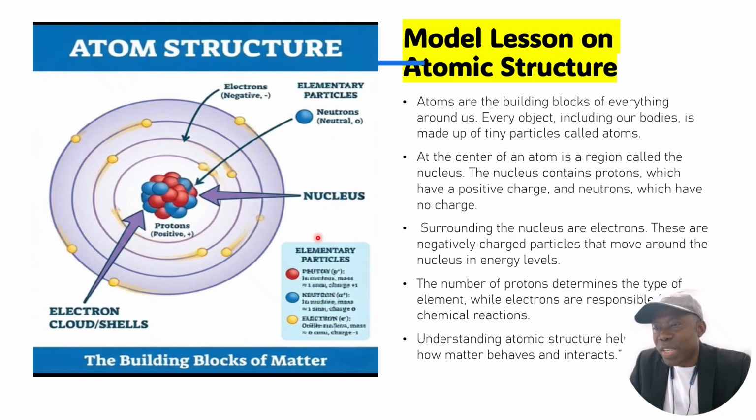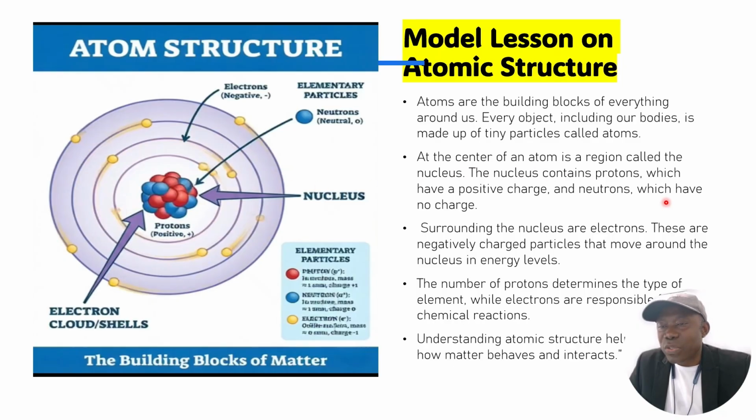So in chemistry, an atom looks in this form. This is an atom. You can see that the atom has a nucleus. Inside it are the protons and neutrons. The electrons revolve around the shells of an atom.